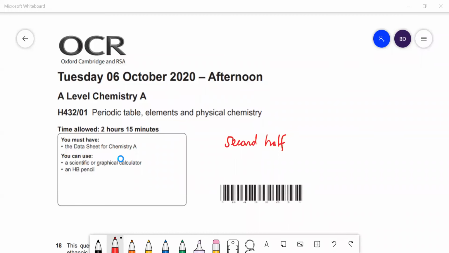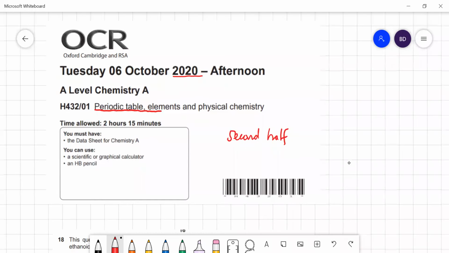Okay, in this video, I'm going to go through the OCR A-level chemistry paper. This is paper 1, periodic table and physical chemistry. This is the 2020 paper, and this is the second half. I covered the first half of the paper in an earlier video.